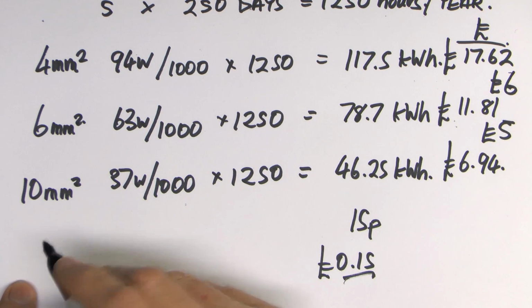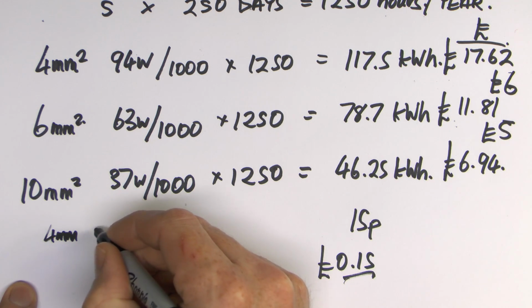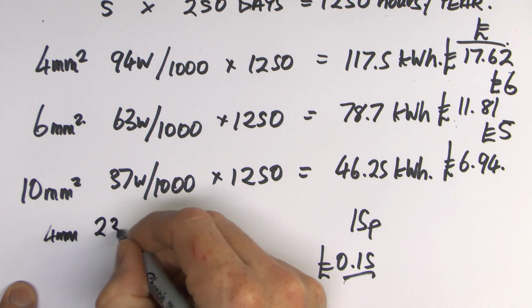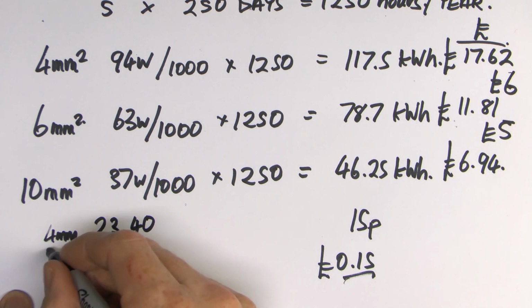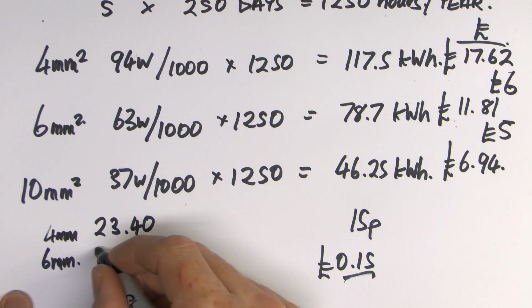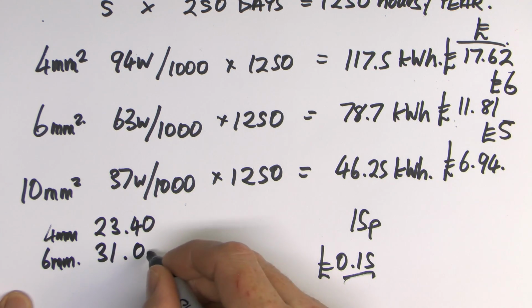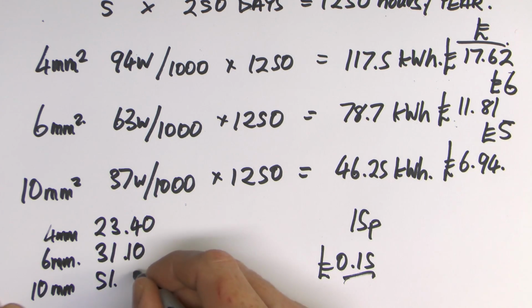But for the 3 cable types, we've got a price of the 4 millimetre, £2.34 per metre, which will make it £23.40 for the piece of cable 10 metres long. 6 millimetre cable of the same type is going to be £31.10, and 10 millimetre comes out to £5.15 a metre, so that will be £51.50.